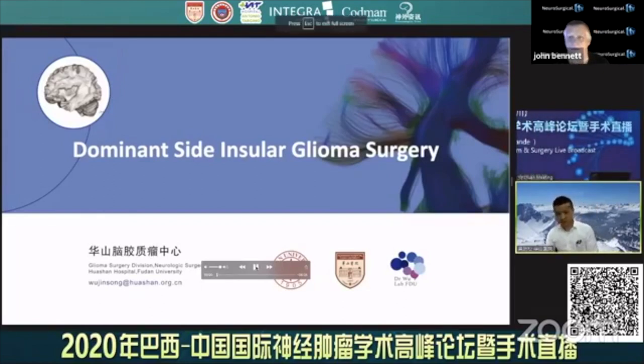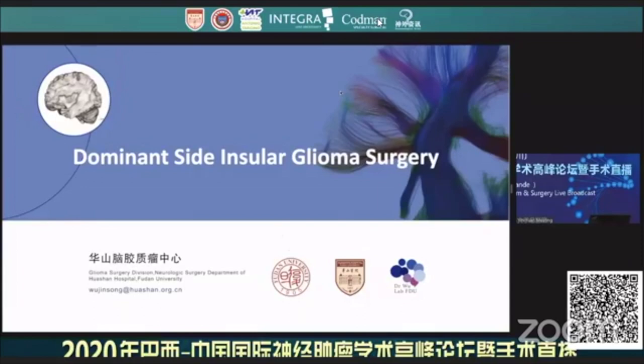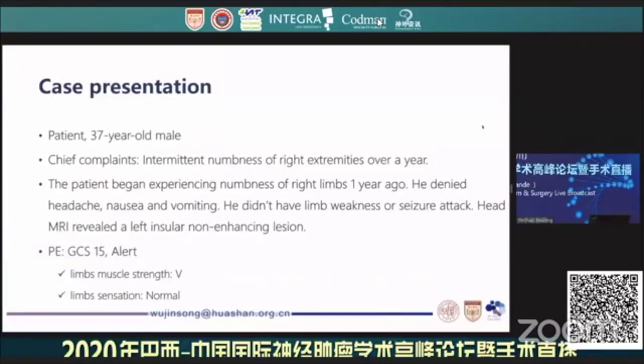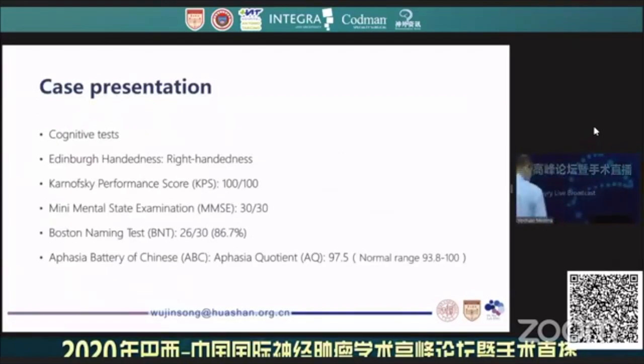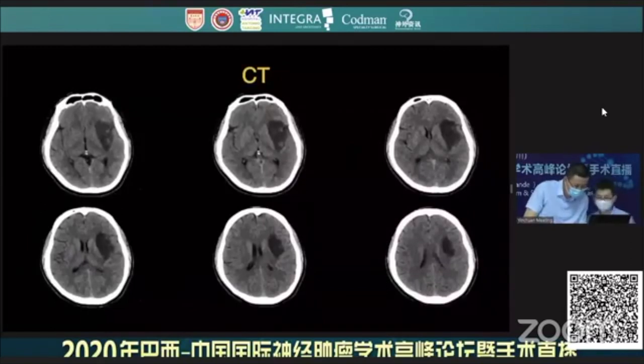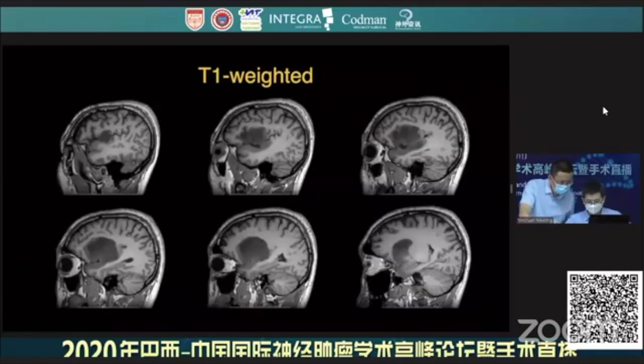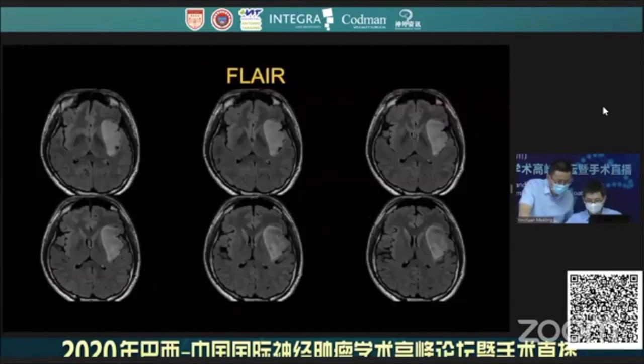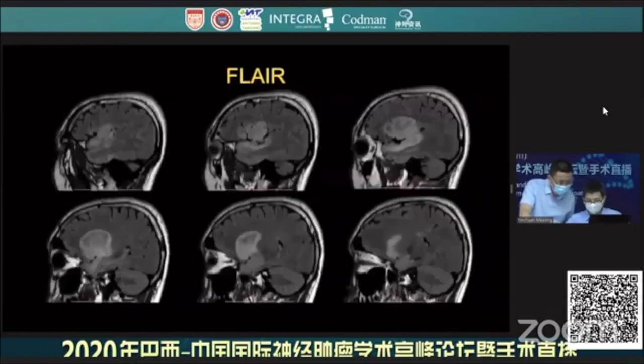It was a dominant left insular low-grade glioma performed under awake mapping. A 37-year-old male patient who is right hand dominant presented with intermittent numbness of the right extremity over a year. There were no significant findings in the initial physical exam. Cognitive tests showed mild anomia. CT scan indicated a heterogeneous low-density left insular mass, which was hypointense on T1-weighted sequence and hyperintense on FLAIR sequence, with no significant contrast enhancement.